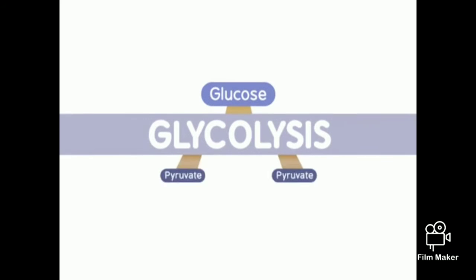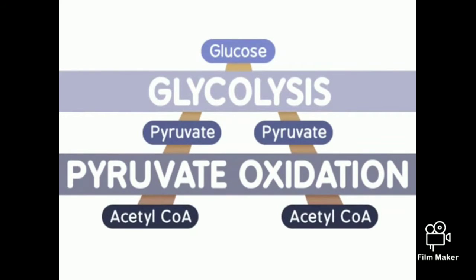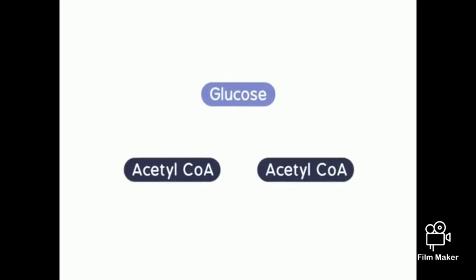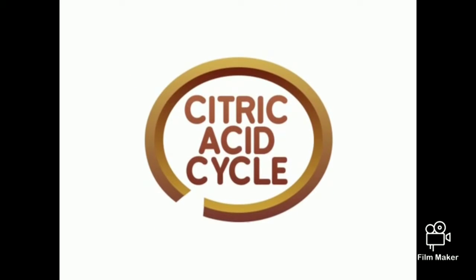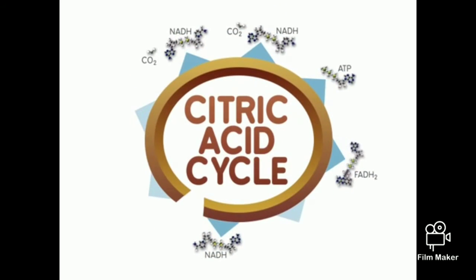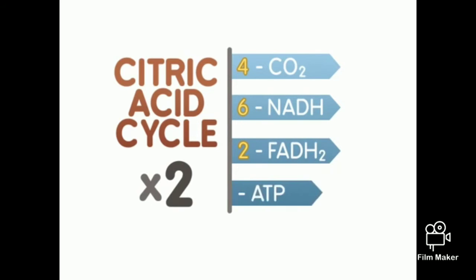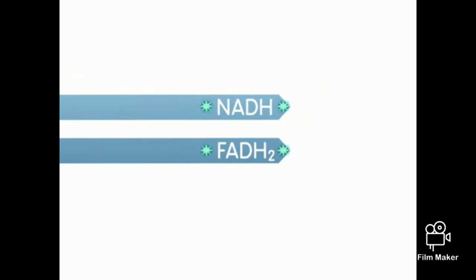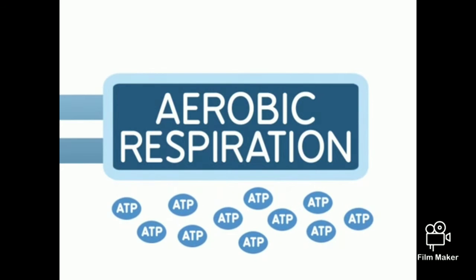For every 1 glucose that is broken down through glycolysis, 2 pyruvates will be produced. These 2 pyruvates will produce 2 acetyl-CoAs. So for every 1 glucose, 2 acetyl-CoAs will be made, and 2 turns of the citric acid cycle will occur. This means each product of the cycle must be doubled. A total of 4 carbon dioxides, 6 NADHs, 2 FADH2s, and 2 ATPs are made through the citric acid cycle. NADH and FADH2 are electron carriers that can produce more ATP later in aerobic respiration.